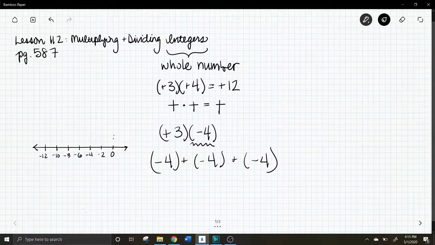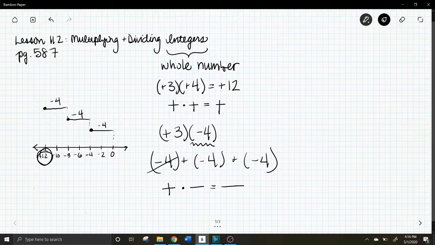Let's say we start at 0 and we first add our first -4. So we go back to -4. That's -4 once. Then we add another -4. So -4 and -4 gets us to -8. And as you see, we need to do this 3 times, so let's do it one more time. If you look down on our number line, what number are we at? We're at -12. So what you need to know here is a positive times a negative equals a negative.